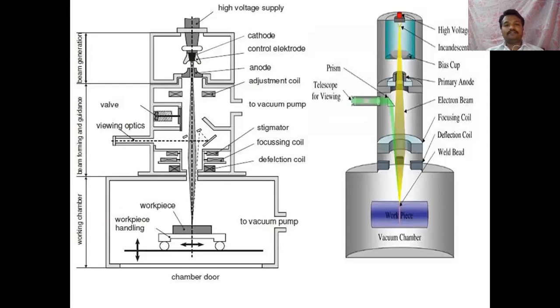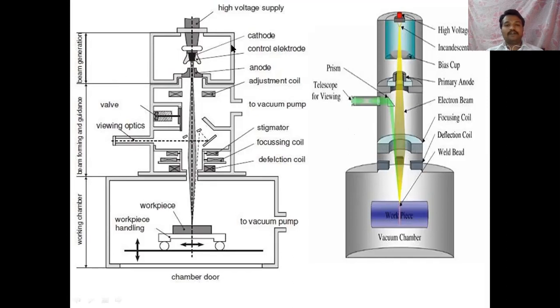This slide gives us the schematic diagram of electron beam welding. This electron beam welding setup is divided into three different portions. When we see the figure towards the left side of the slide, the three different categories are beam generation, beam forming and guidance, and the working chamber.